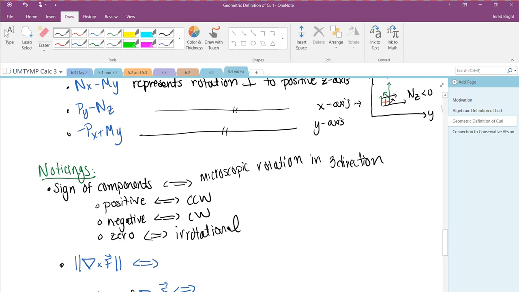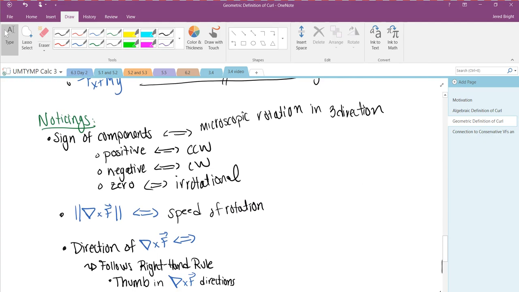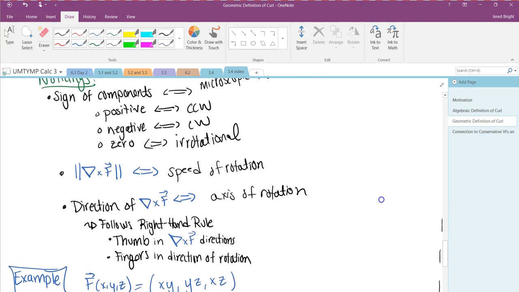Before, when we looked at the length, or at least the absolute value, which turned out to be the length of the curl, we said this was the speed, and that's not going to change when we go into three dimensions. Speed of rotation. And when we look at the direction of the curl in particular, this is going to give us the axis of rotation, knowing that the axis follows the right-hand rule.